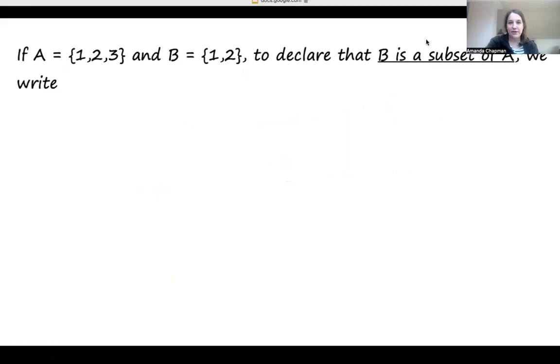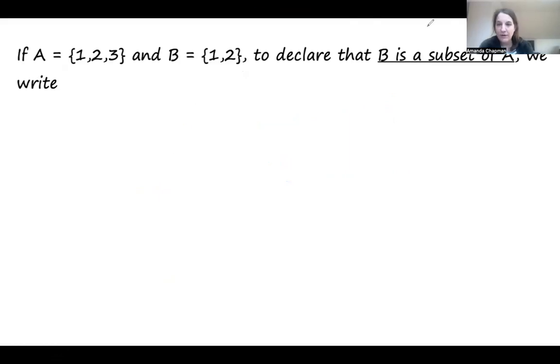Okay, so if A equals {1, 2, 3}, so we have a set A that has 1, 2, and 3, and we have a set B with 1 and 2, we can say that B is a subset of A. How would we write that? Well, we could write it normally, but it's math, so we have to have something complicated. Just kidding, it's not that bad. So we can say that B is a subset, which is like this U shape with a line under it, of A. So B is a subset of A.